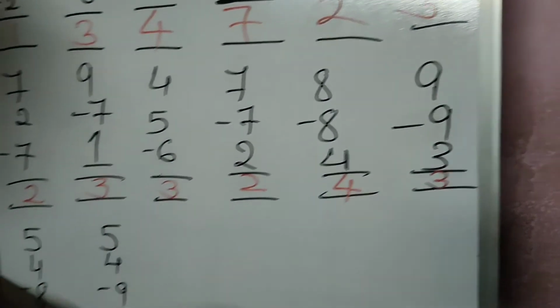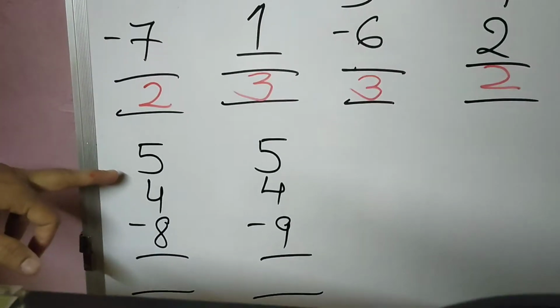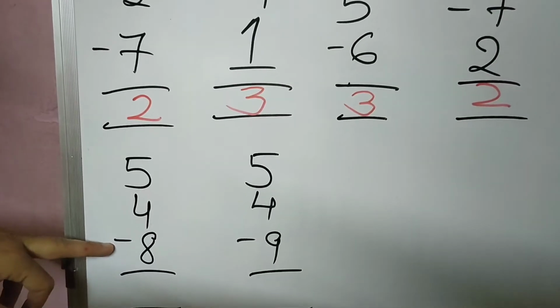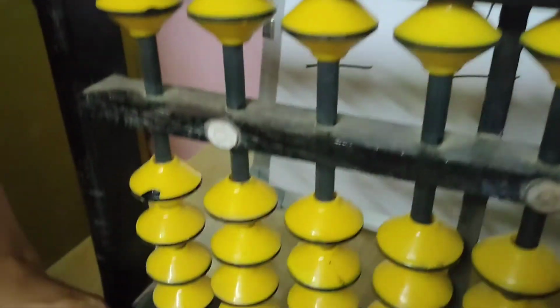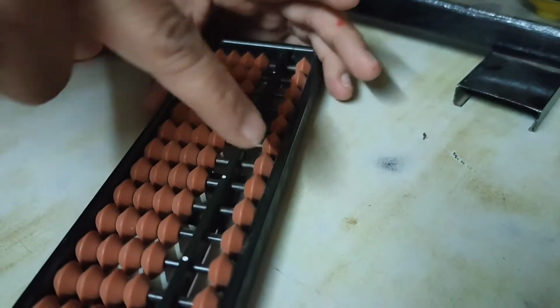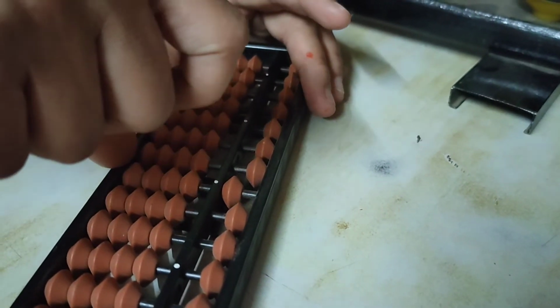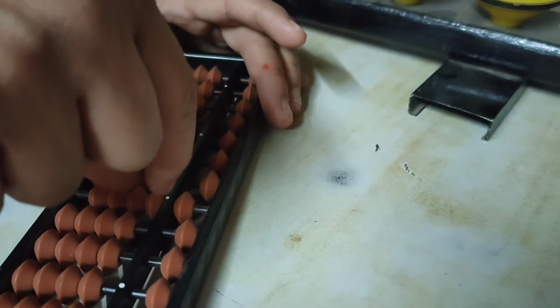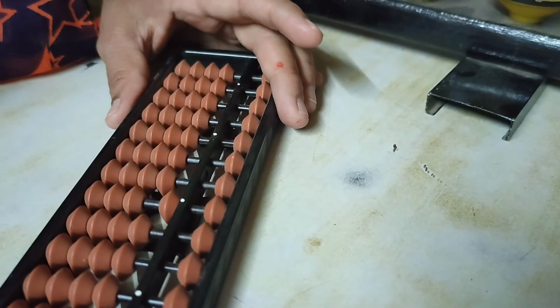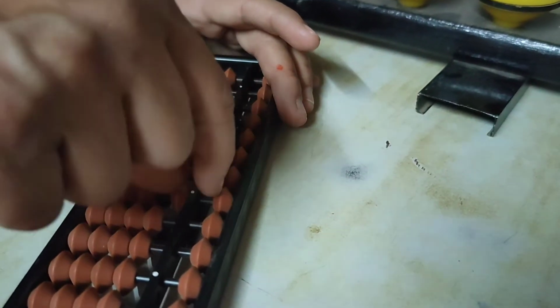So, see this. 5, 4, minus 8. This I will do here. Clean the abacus first completely. First number is 5. Next number is 4. Then minus 8. Minus 8. 1 upper bead, 3 lower beads I have cancelled. So answer is 1.